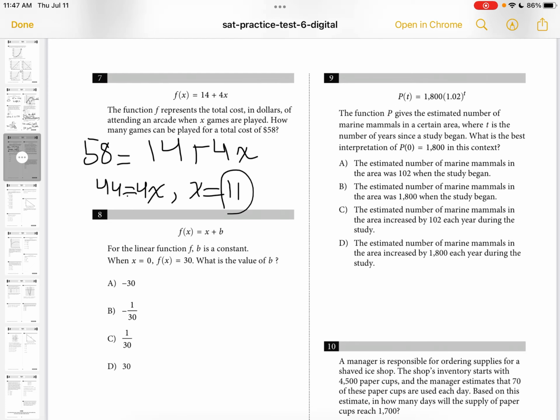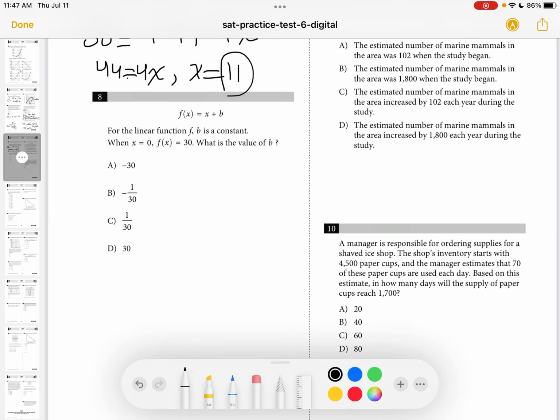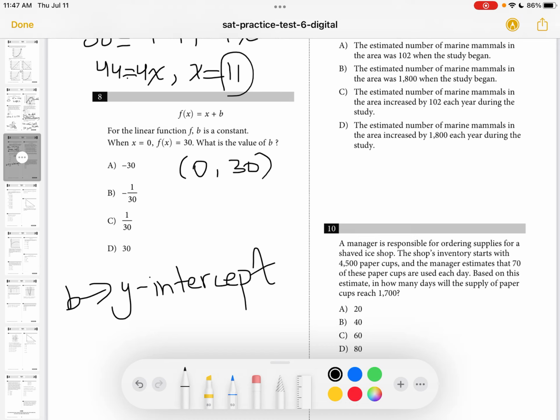Next question. Number 8. For the linear function f, b is constant. I'm going to mention right here, b is our y-intercept. So if we can get our y-intercept value, we found b. When x equals 0, f of x equals 30. So what this is telling us is that on the graph of f of x, there's a point (0, 30). But (0, 30) is our y-intercept. So the y-intercept is our b value. So that's it.